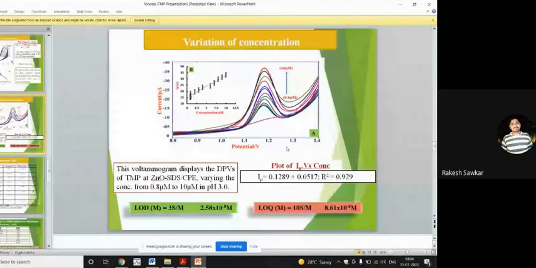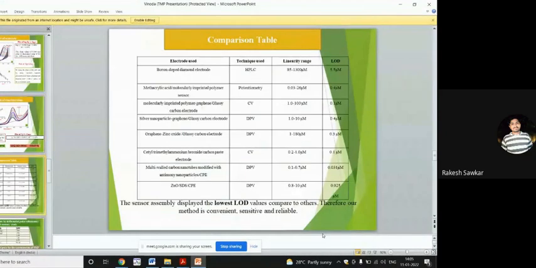Variation of concentration was also studied, varying the concentration from 0.8 micromolar to 10 micromolar. This is the voltammogram it gives. From these voltammograms, plot the graph of IP versus concentration, which gives the linearity range. Using the equations, LOD and LOQ were also calculated as 2.58 × 10^-8 mole and 8.61 × 10^-8 mole respectively.